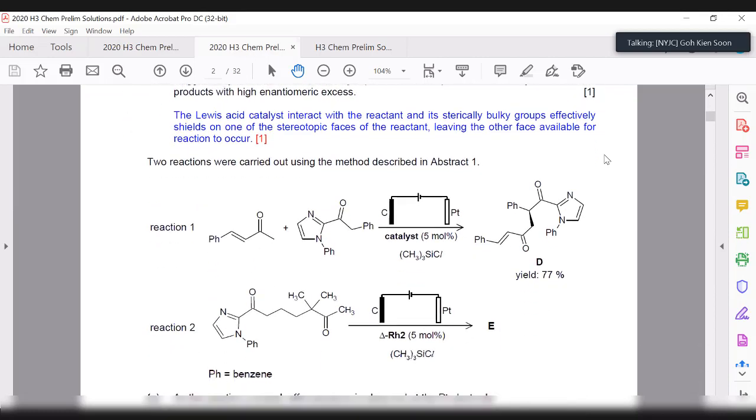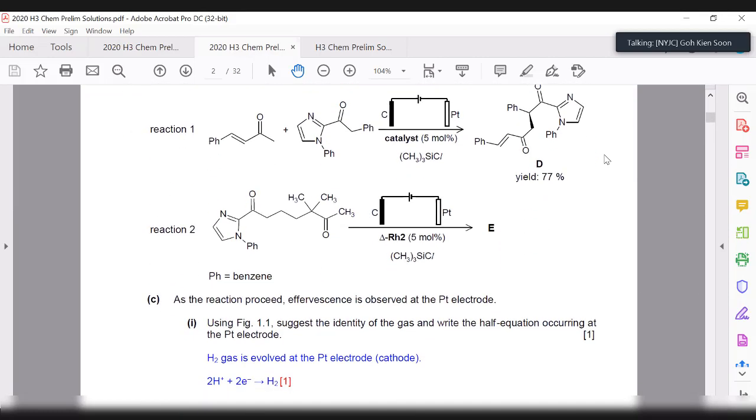So of course, again, I give them these two equations. Based on the information that is given in the abstract, I give them the mechanism.